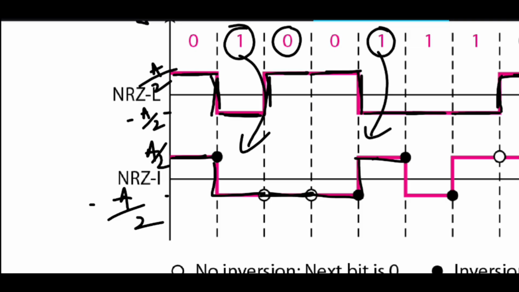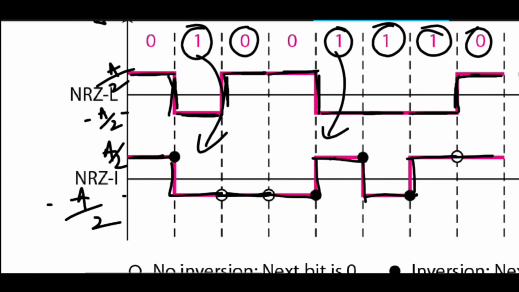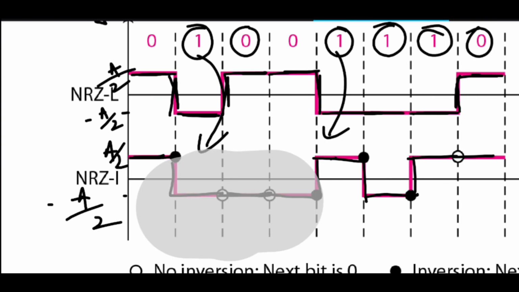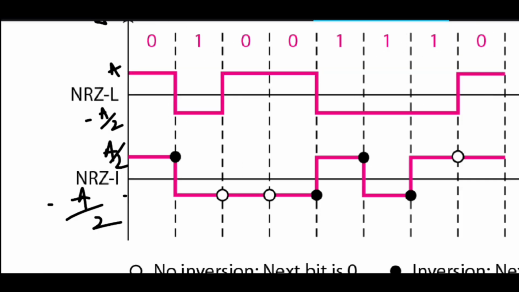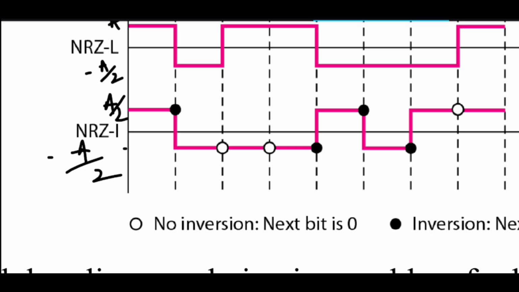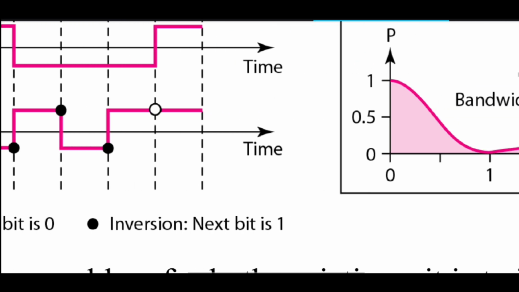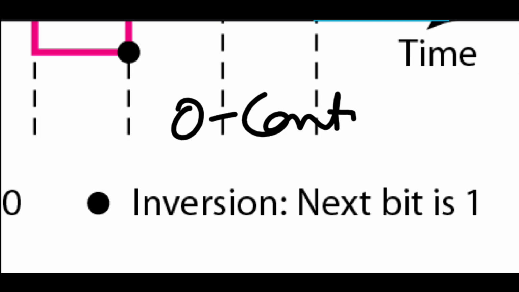Then again a 1, it will invert. Then again a 1, it will invert again. Again a 0, it will continue. There are two rules: if there is a 1, then it will invert, and if 0, it will continue. I'm writing it on the side: 0 continue, 1 invert.